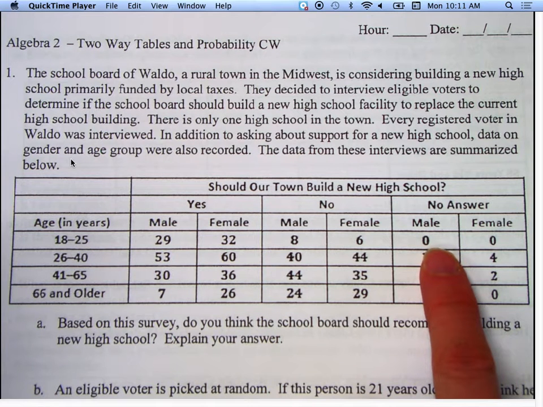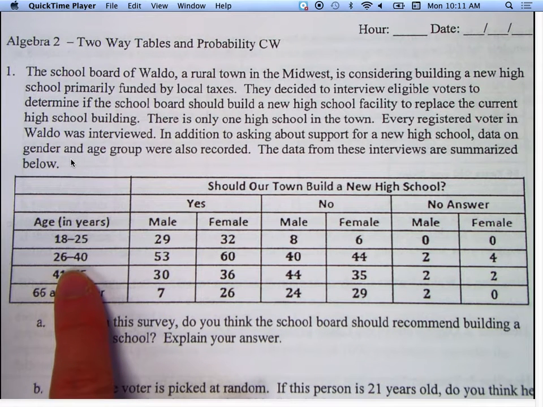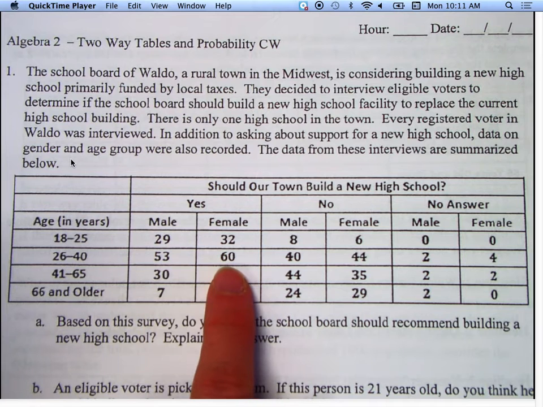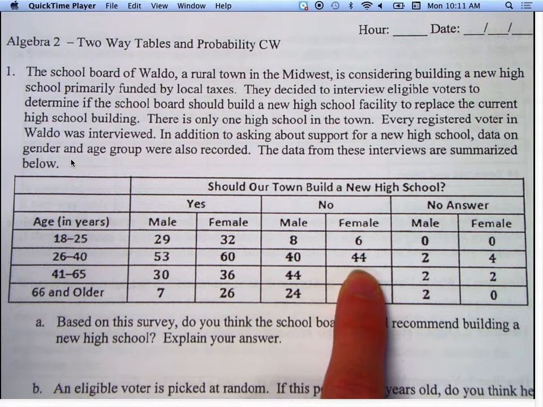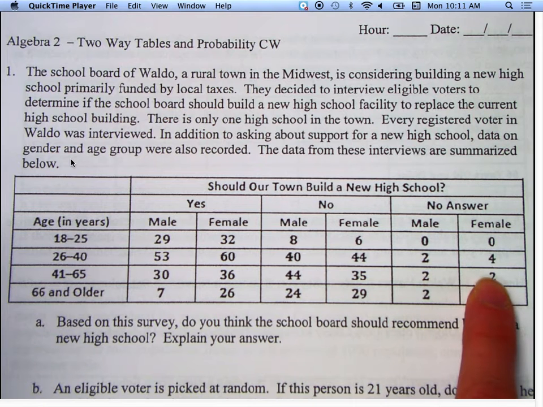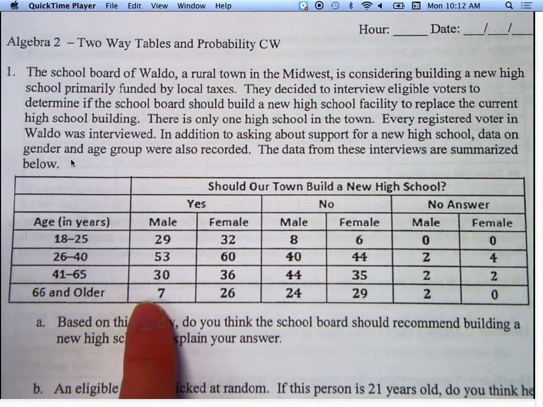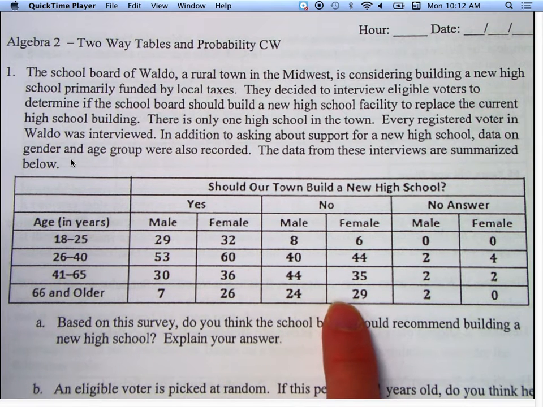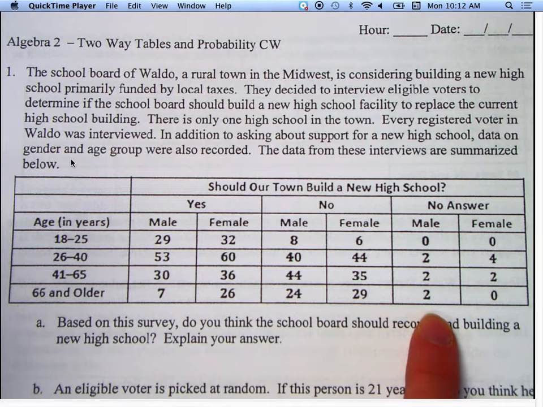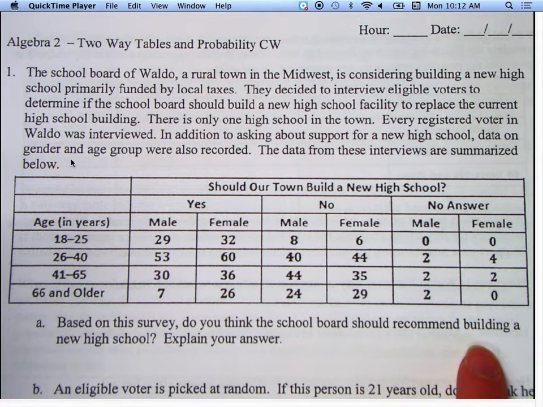Okay? And then we're going to look at 26 to 40. 53 men voted yes, 60 women voted yes, 40 men voted no, 44 women voted no, 2 men didn't answer, 4 women didn't answer. Okay? And this is just between 41 and 65. Okay? Now we're going to look at 66 and older. 7 men voted yes, 26 women voted yes, 24 men voted no, 29 women voted no, 2 men didn't answer, and no women didn't answer.